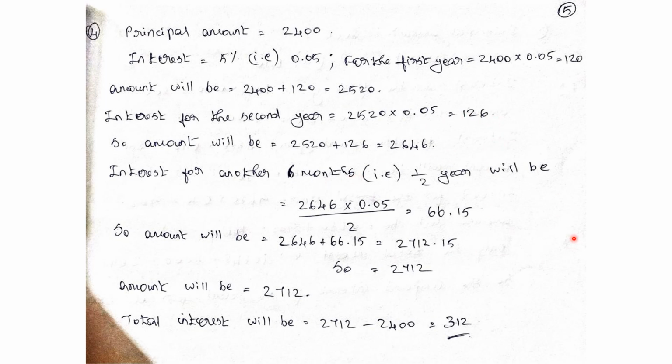Interest for 6 months, already I told, if they ask 6 months, you just multiply the amount with interest and divide it by 2. So we'll get 66.15. Okay, 66.15 is nothing but 66. So here the amount will be 2712. Okay, total interest we need to find out, that is 2712 minus 2400, we'll get 312.